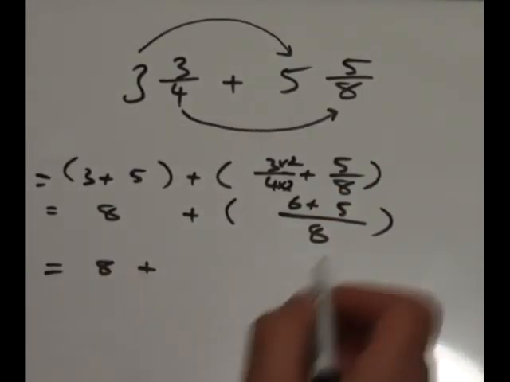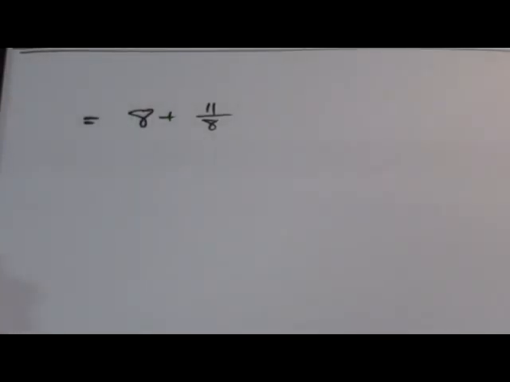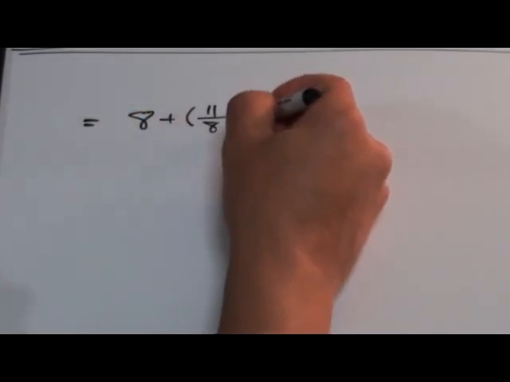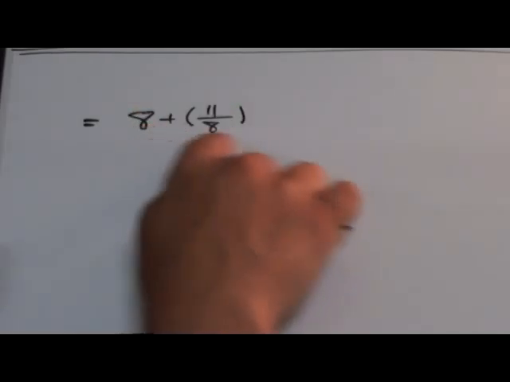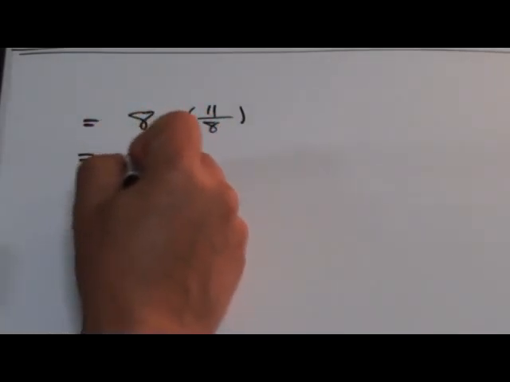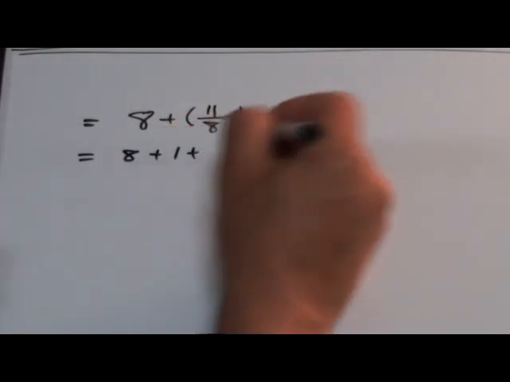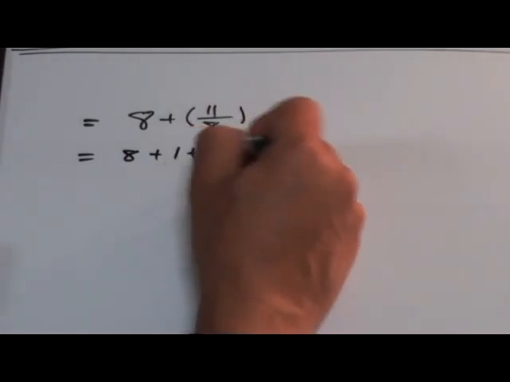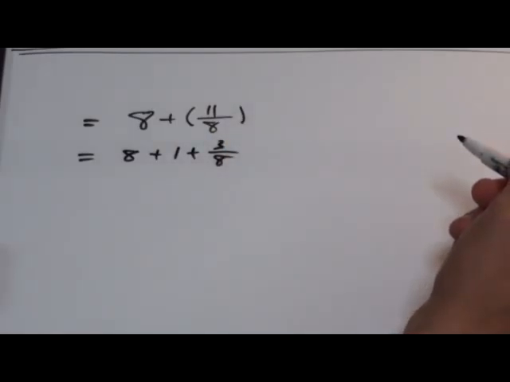We've got 8 plus 6 and 5 is 11 over 8. So with 8 plus 11 over 8, we now need to change this improper fraction to a mixed number, and then we'll be able to finish this off. So this becomes 8 plus, how many times does 8 go into 11? It goes once. What's the remainder? 8, 9, 10, 11. So the remainder is going to be 3 over 8. So the remainder always gets written on the same denominator as what's in the fraction.